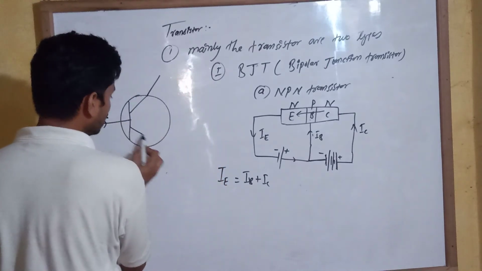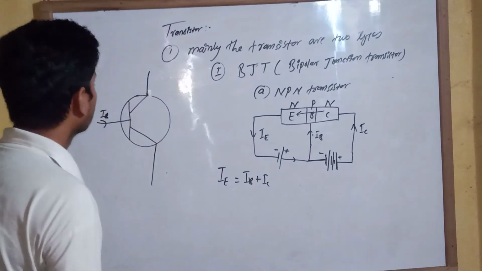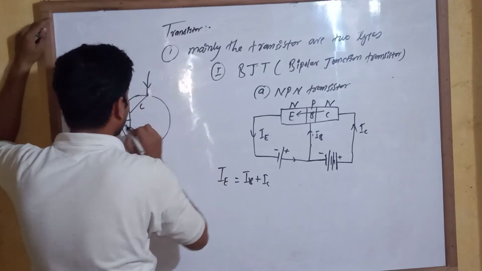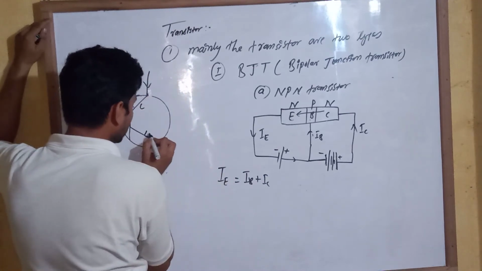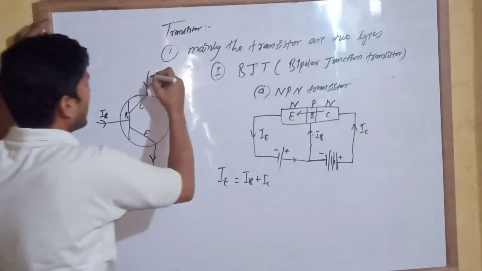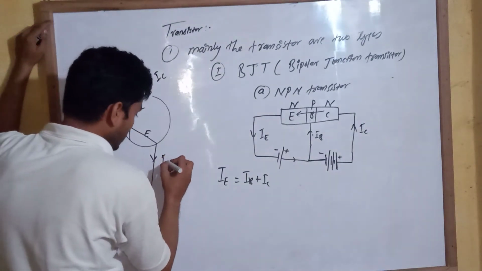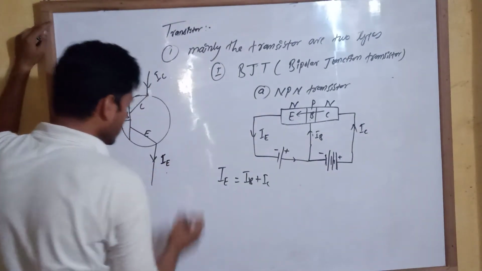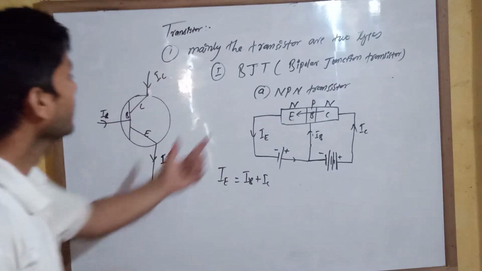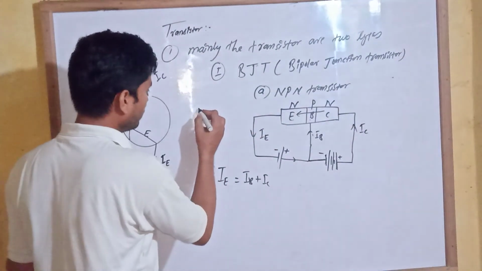And this portion is our collector portion. This is our collector, this is our base, this is our emitter, and current always passes through the collector, so it is denoted by IC, and the current flowing through this portion is denoted by IE. This is the general representation of our NPN transistor, and it is also represented in this way.